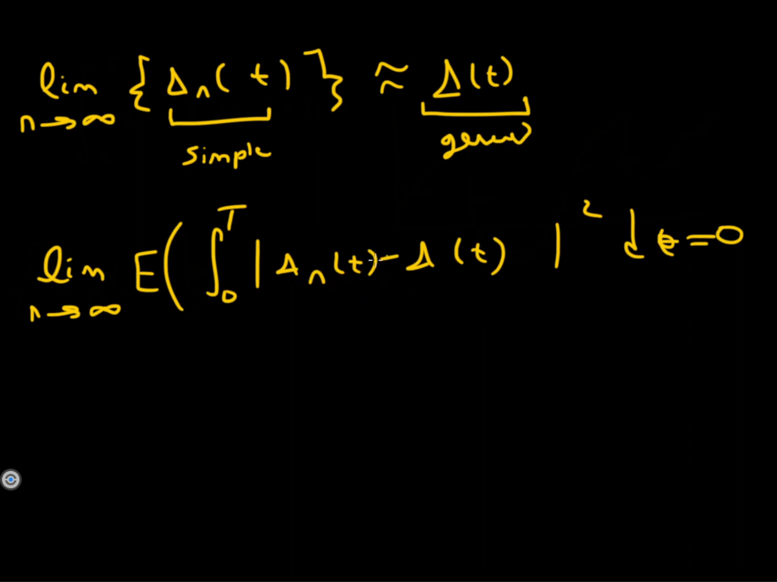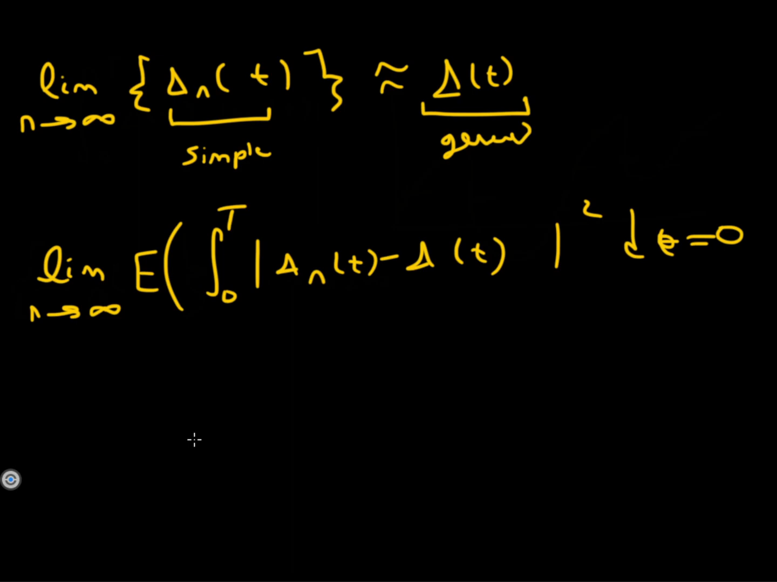We'll see that the difference between the simple process and the general process as n tends to infinity will be 0. So as n tends to infinity, in fact, yes, the simple process will almost surely approximate the general process.